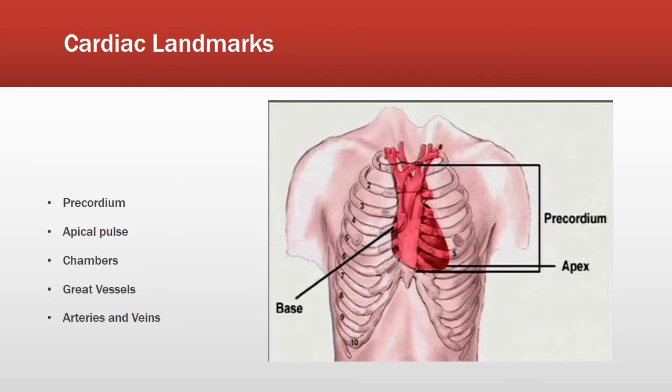The chambers of the heart include the right atrium, the right ventricle, the left atrium, and the left ventricle. It's important to note that the atria are the upper chambers of the heart and the ventricles are the lower chambers of the heart. The great vessels include the superior and inferior vena cava. These vessels bring blood from the body to the right atrium. The next is the pulmonary artery. The pulmonary artery takes blood from the right ventricle to the lungs. Then you have the pulmonary veins, which bring blood from the lungs back to the left atria.